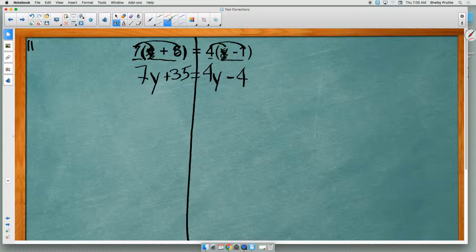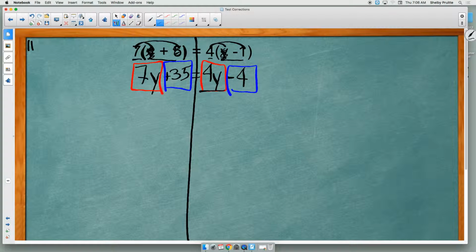I'm going to get my like terms together. So I start with 7y. And 4y is a like term with 7y because they have the same variable to the same power. Next, I look at positive 35 and then a negative 4. So I have 2 sets of like terms. I like to start with my variables. And I like to move the smallest variable number, which in this case is this 4y right here.